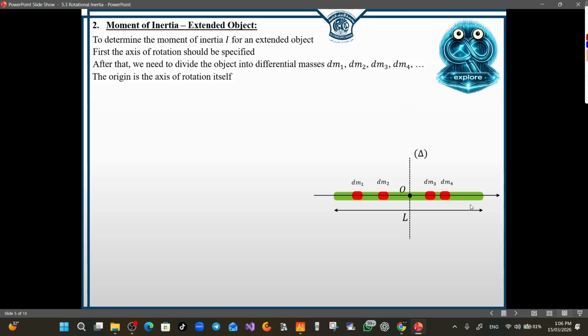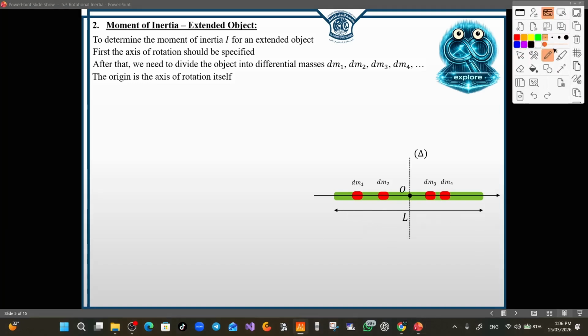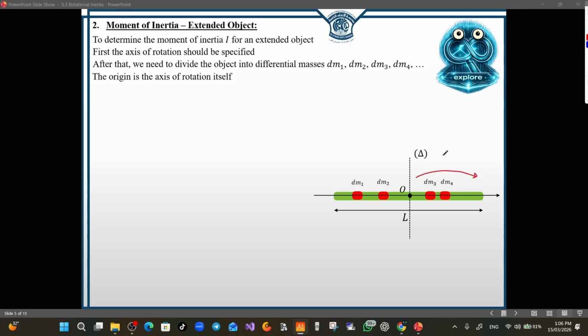So we draw the x-axis, such that this x-axis will make an intersection with the delta, the axis of rotation, at a point. This point will be the origin. Now, if the length of the rod is L, then from here to here will be L over 2, and from here to here will be L over 2.